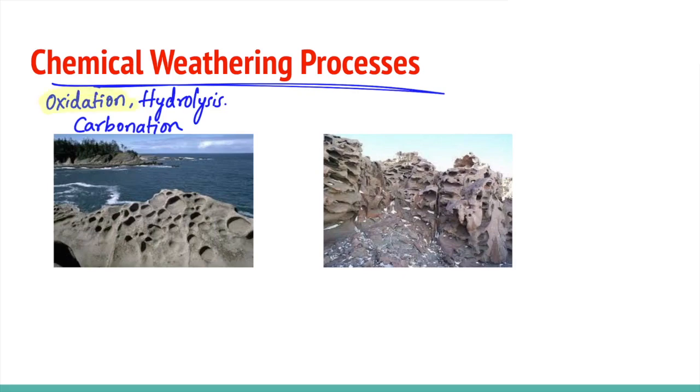Oxidation is a reaction of rock minerals with oxygen. It changes the mineral composition of the rock. When minerals in rock are oxidized, they become less resistant to weathering. Iron is a commonly known mineral that becomes red or rusted when it gets oxidized.